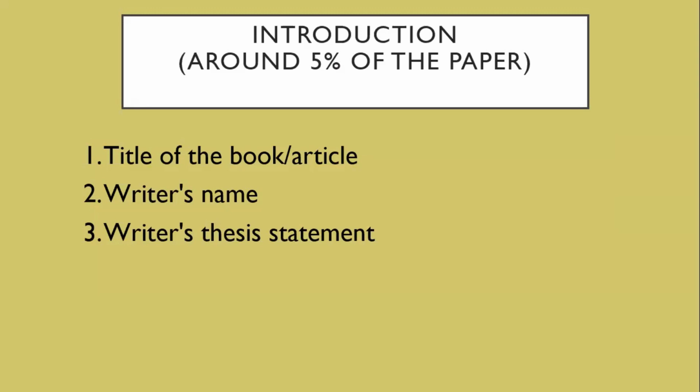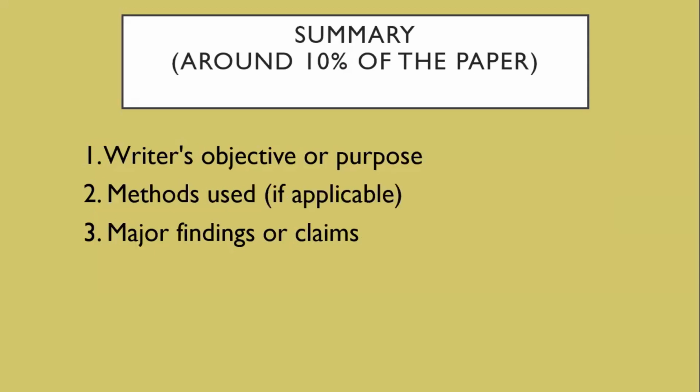First, there should be an introduction, which is around 5% of the paper, and it contains the title of the book or the article, the writer's name, and the writer's thesis statement. The second part is the summary, which is around 10% of the paper, and it contains the writer's objective or purpose, methods used, if applicable, and major findings or claims.